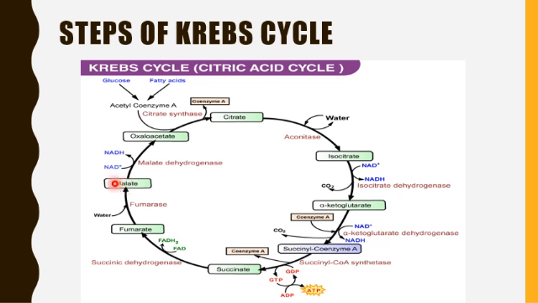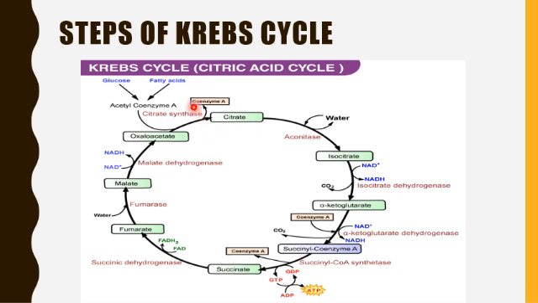Now this malic acid or malate undergoes the dehydrogenation. Again the hydrogens are accepted by NAD to form NADH in the presence of the enzyme malate dehydrogenase to form the oxaloacetate or oxaloacetic acid, and then the cycle goes again.